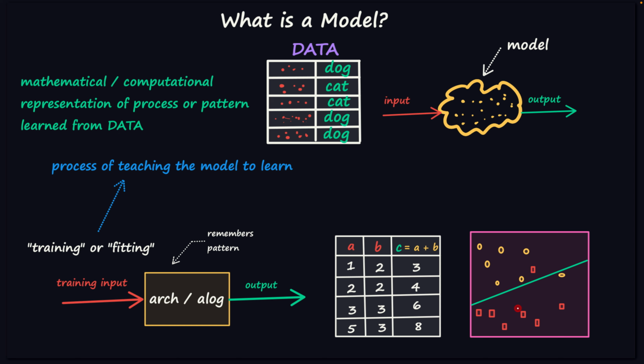So this is what a model is all about. Just to repeat, a model is a mathematical or computational representation of a process or pattern learned from data. All of these are data, and from this data we create this model, and this model is going to help us to produce the output from any new input which is not used for the training.